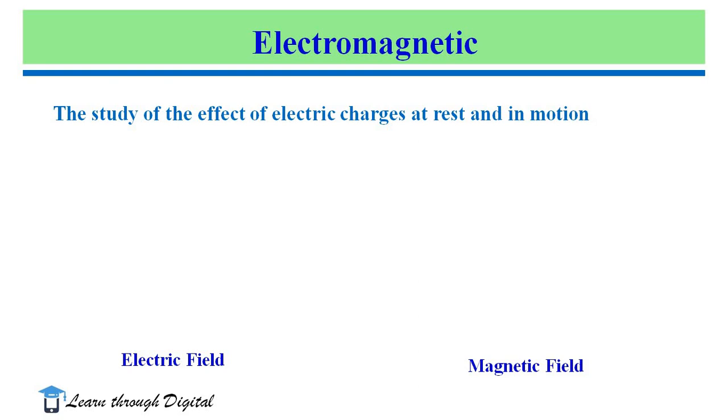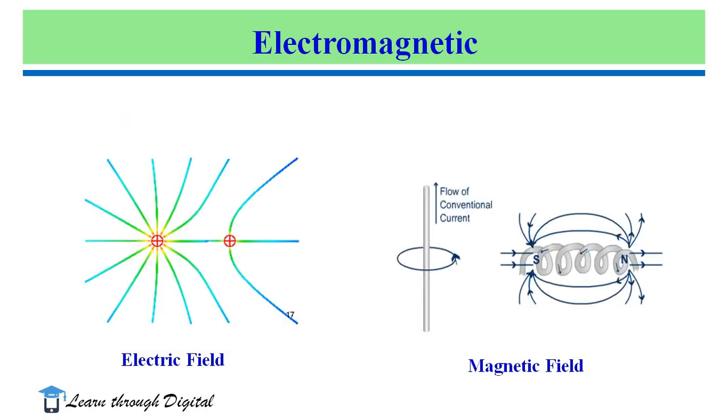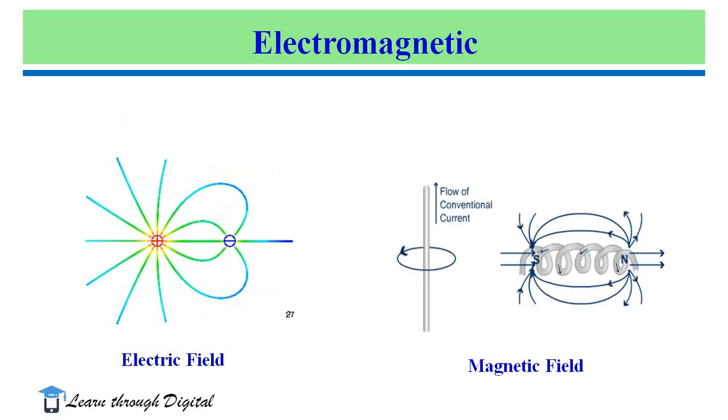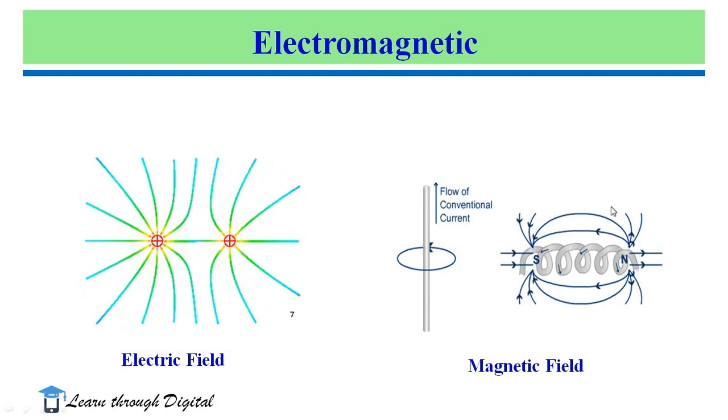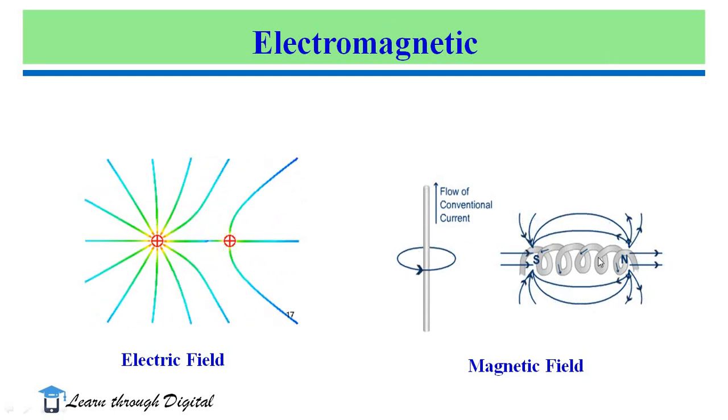From elementary physics, we already studied that there are two types of charges: one is positive charge and another one is negative charge. This figure illustrates the electric field lines, and this figure illustrates the magnetic field lines.